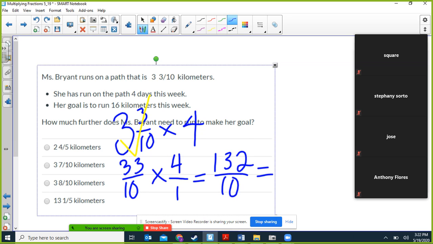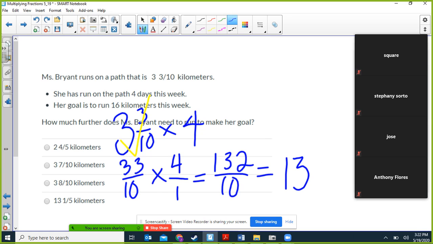And you can actually just skip count in your head by your tens to see how many. I do know that I can get 13 groups of 10 out of 130. I would have 2 left over out of 10.